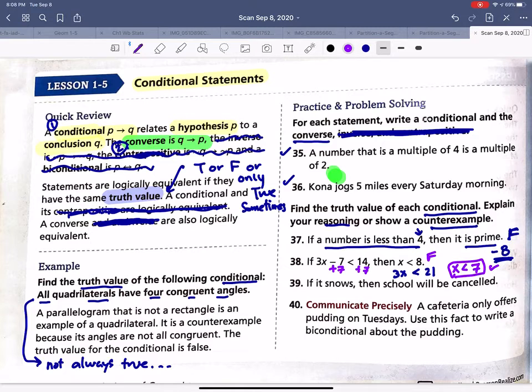Interesting. If it snows, then school will be canceled. I think definitely in the state of Florida, if it snows, school will be canceled. Mark my words. Okay.